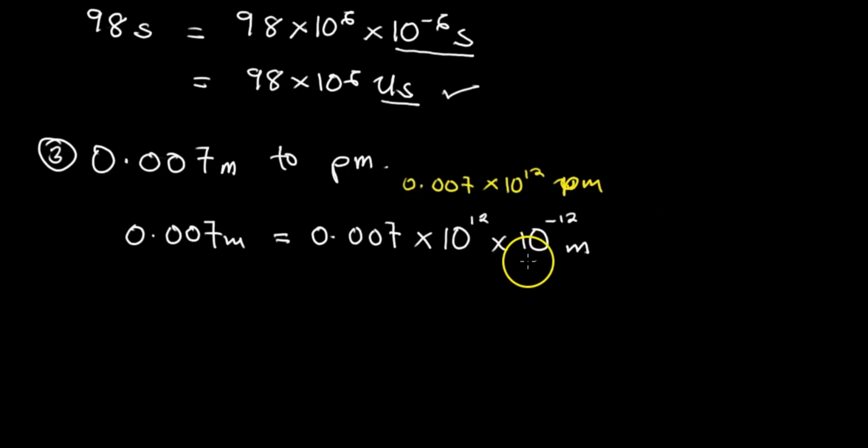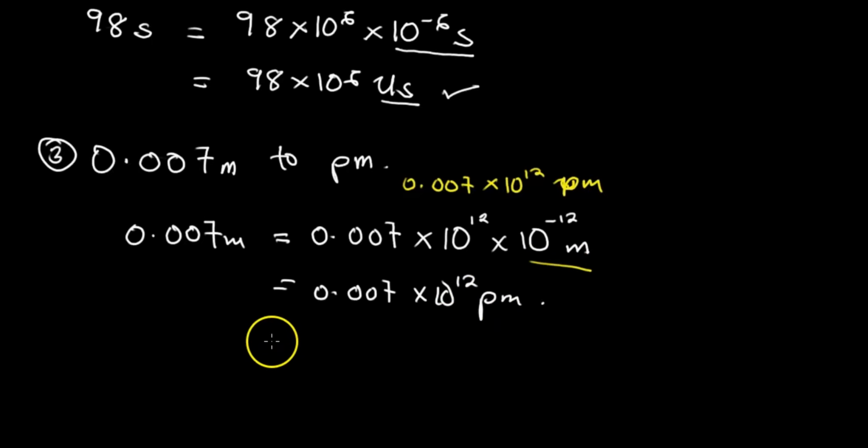But then I just want to write it this way before I convert it back to the prefix. So my final answer is going to be 0.007 times 10 exponent 12 picometer. Now at this point, since the question has not asked you to write it in standard notation or whatever, this is your final answer. You are done with your conversion, unless you want to expand it or simplify it, where you multiply your 0.007 by 10 exponent 12.